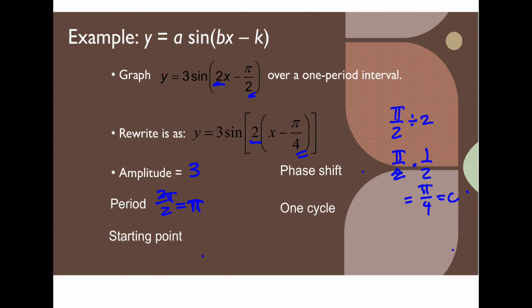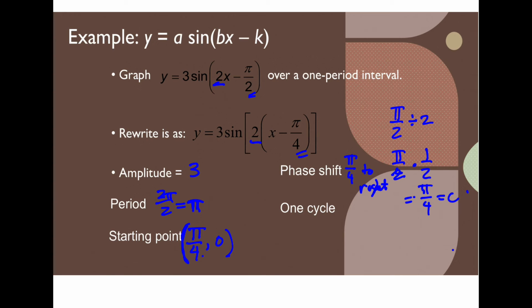Well, c's value is pi over 4, but that's going to be pi over 4 to the right. So c's value is pi over 4, which means we're going to go pi over 4 to the right. Notice that's the opposite of what I see. It's a minus pi over 4. So c's value is positive pi over 4, which indicates that we're going to move it to the right. And my starting point, so I'm phase shifting it to the right, so the starting point is going to be at pi over 4. And since this is a sine, I've moved to the right pi over 4, and I'm going to start at 0. With a point, they're asking us for an ordered pair.